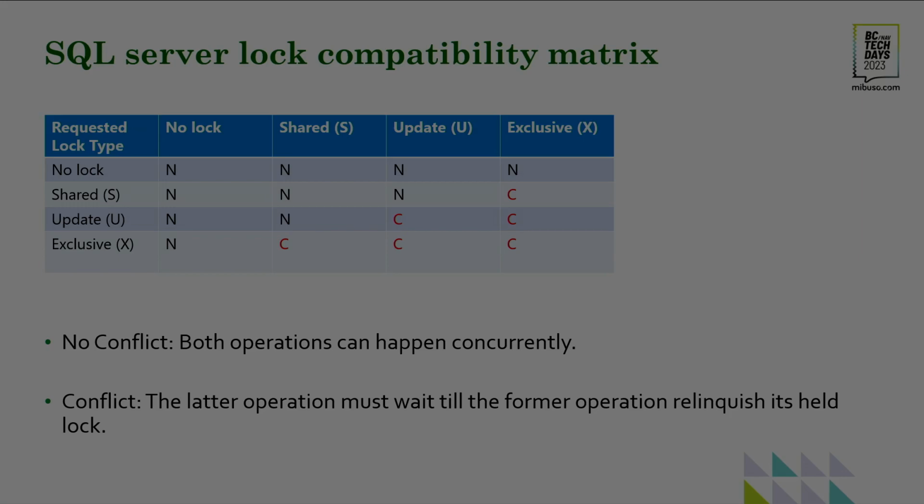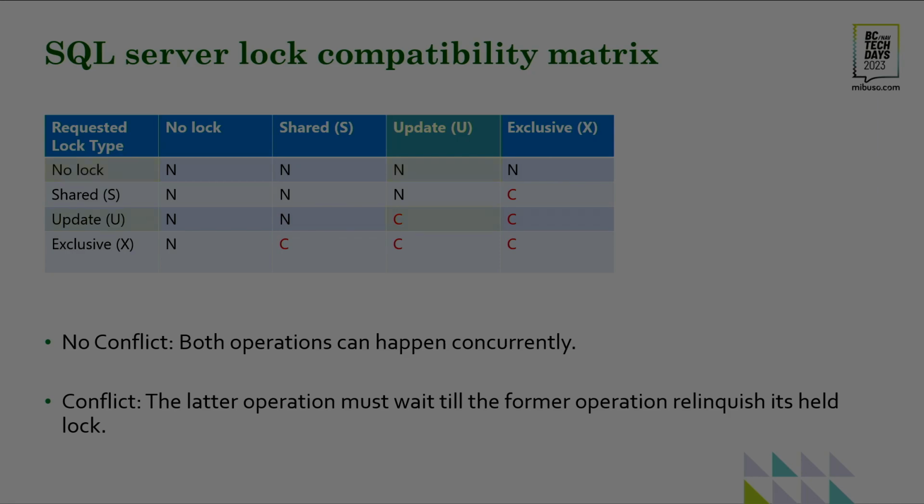So let's take an example of this together. Let's say you're requesting with no lock, so you're doing a read uncommitted, and you are trying to ask for a row that currently has an update lock on it. So this will be an N, which means no conflict. This means you are not blocked. You are allowed to read that row and continue on, right?